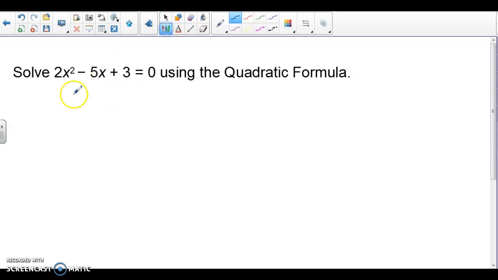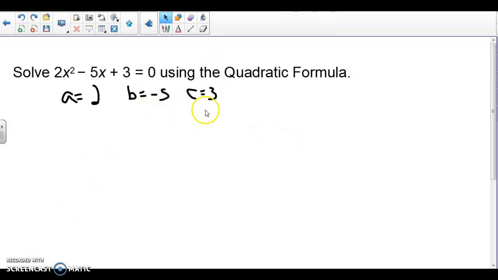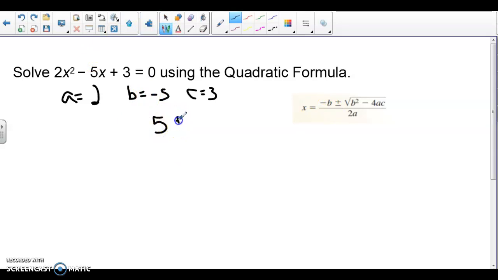So what you want to do is first identify what's a, what's b, and what's c. Well, a is 2. b is negative 5. And c is 3. Now that we have our a, b, and c values, we will plug them into the quadratic formula, which is right here from the previous screen. We're going to take the opposite of b, which is going to be positive 5, because the opposite of negative 5 is positive 5, plus or minus.